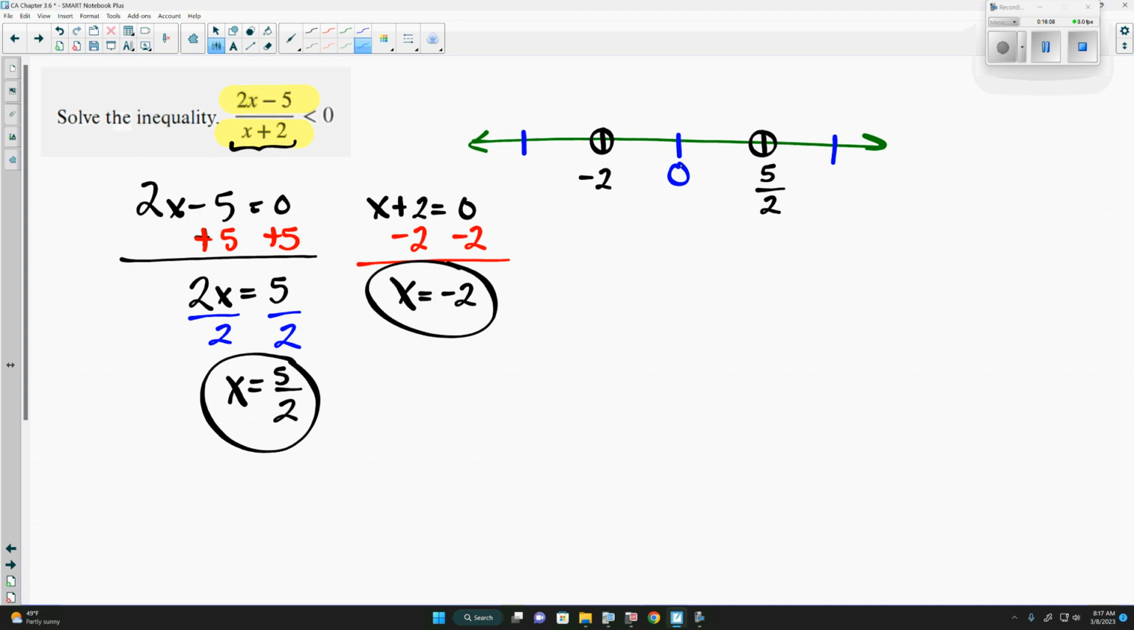Now we just need to pick numbers on either side. So we can pick 5 and -5. And there's no real particular reason I chose 5 and -5. I just picked two numbers. We just need two other numbers to pick. And at this point here, we're going to check them. So we can start with -5. So we can say 2 times -5 minus 5 over -5 plus 2 is less than 0.